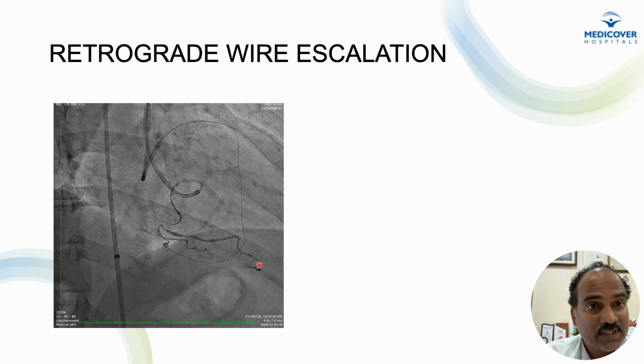So you can see I came retrograde, and you can clearly see the loop within the mid RCA. It's badly loopy, and it is more loopy than what it was in the first intervention because of the pseudoaneurysm. When a pseudoaneurysm forms, the vessel becomes more tortuous. So that's what happened.